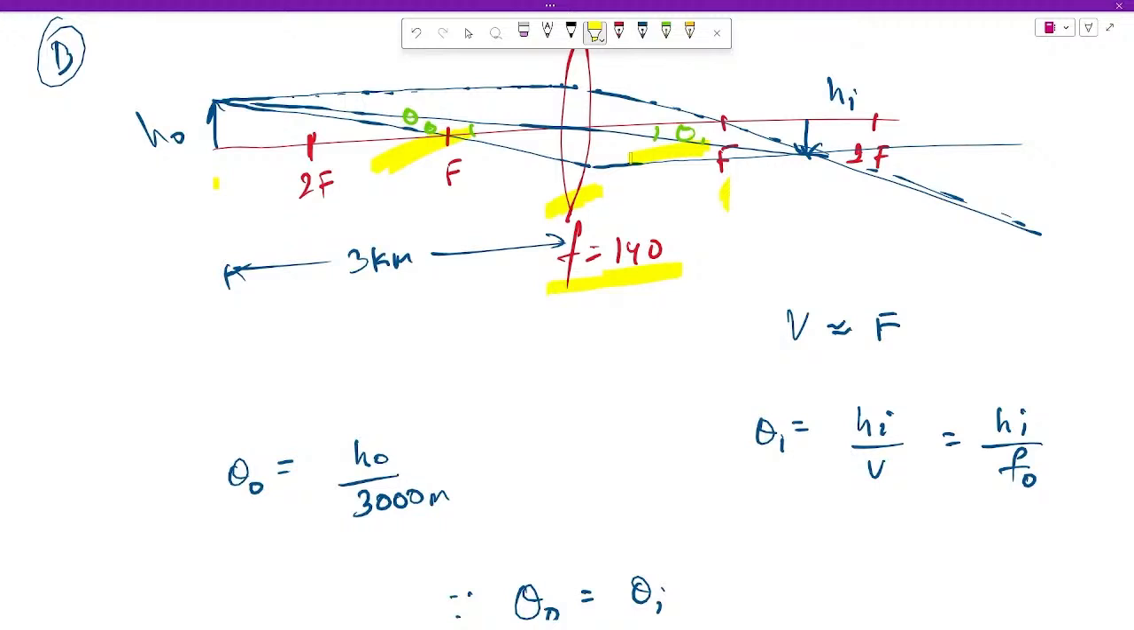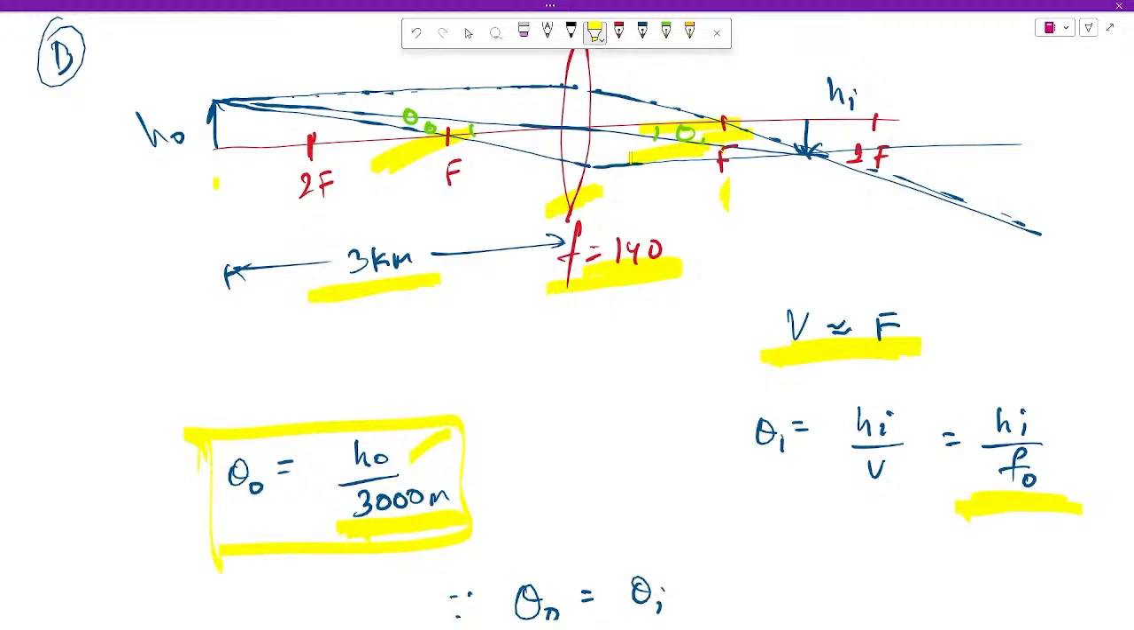Now here we can see that the image distance, or v, would be approximately equal to f, because 3 kilometer is too much as compared to the focal length of 140 centimeter. So we can write that theta naught would be equal to theta I, and theta naught can be given by height of the object divided by the base, that is 3000 meter, and theta I, the angle of the image, is given by height of the image by focal length of the objective.